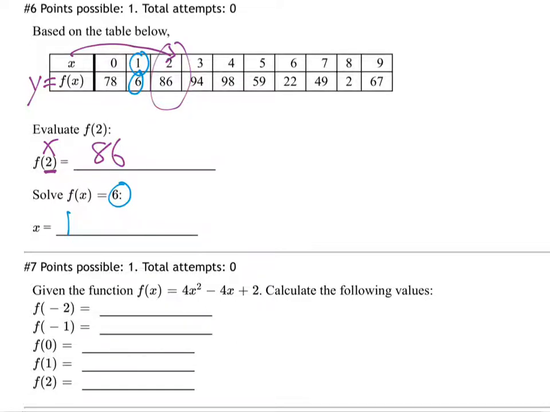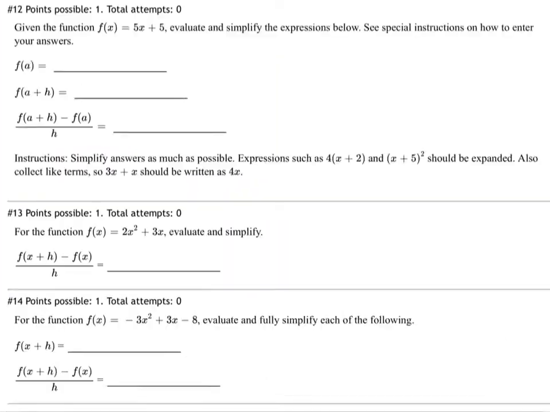All right, on to number 7. So now they're giving me an actual function, and they want me to plug in some values to it. So remember how to do that? You've done that before? Let me get a little room for us back here, and we'll try that one.